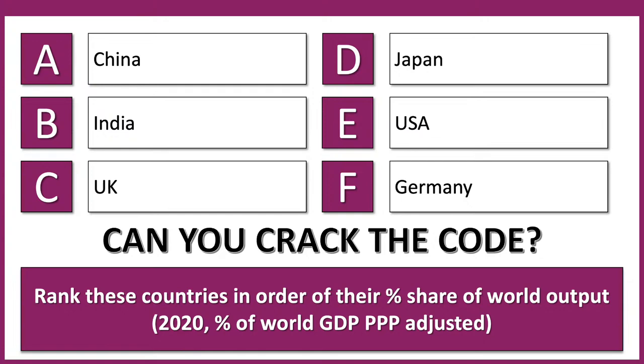Can you rank them? Have a go in the chat. In what order would you put these countries? Which country has the top share of GDP? Let's see if we can get the top 3. What do we reckon? So we've got China here, India, the UK, Japan, the USA, and Germany. So have a go in the chat. See if you can decide in which order you are going to put these countries.